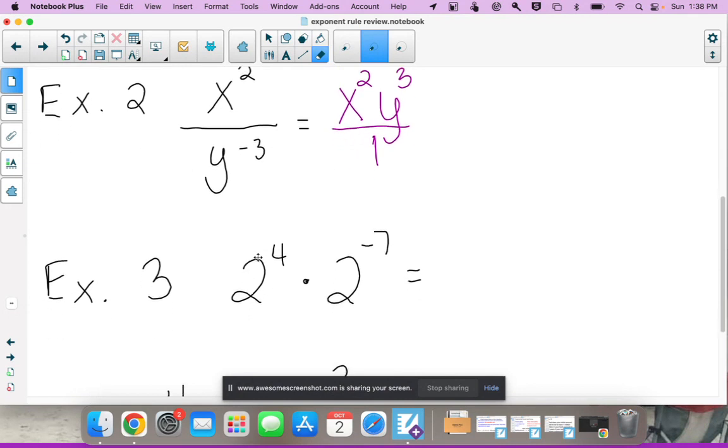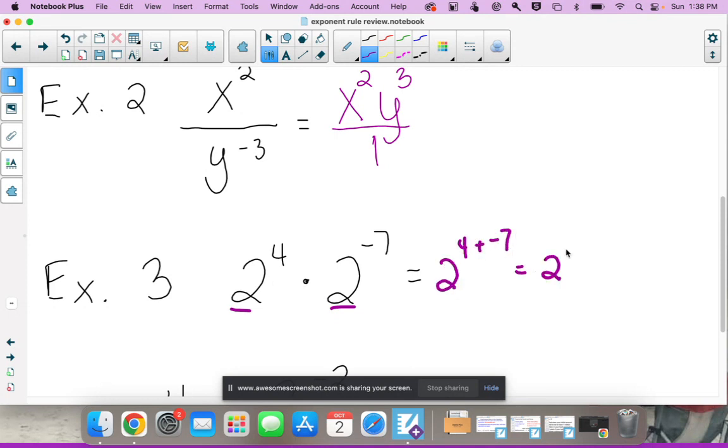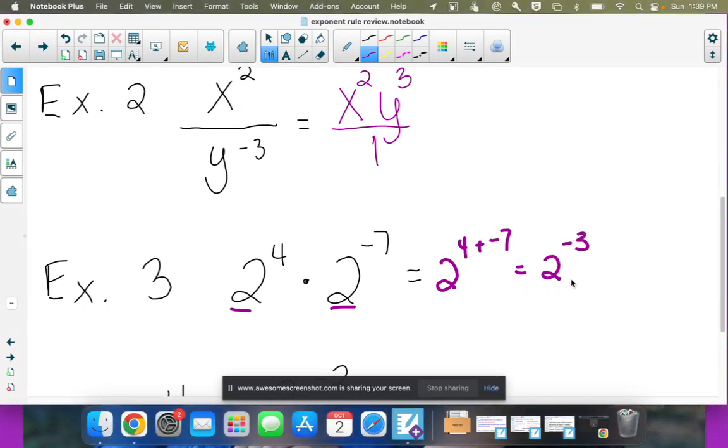All right, so let's do a little combining with some of our other rules. This is an addition rule, right? I have like bases that are being multiplied, so I'm going to add the exponents. So 4 plus -7 is -3. And I cannot leave that at the top of the fraction right now. It is at the top, I could put it over a 1. So I have to get rid of my negative exponent by flipping the base over. So that's going to be 1 over 2 raised to the 3rd power. You're literally flipping your base over completely, whatever it might be.